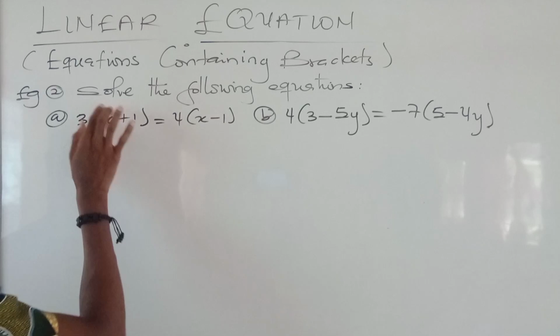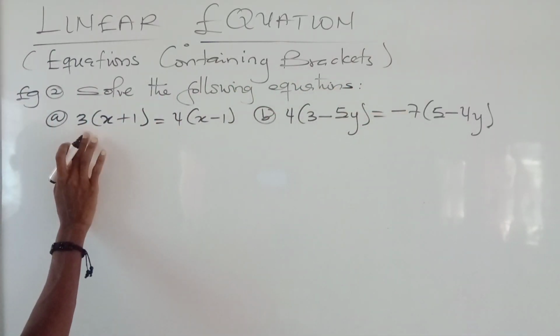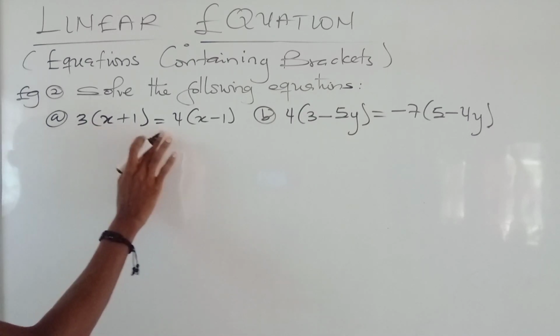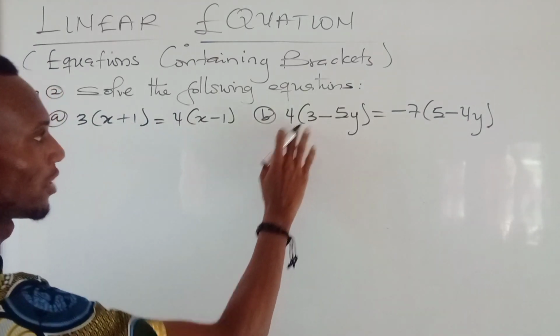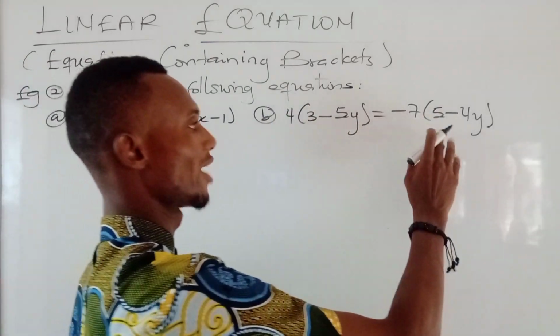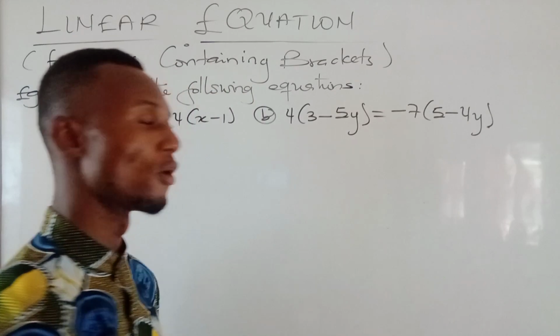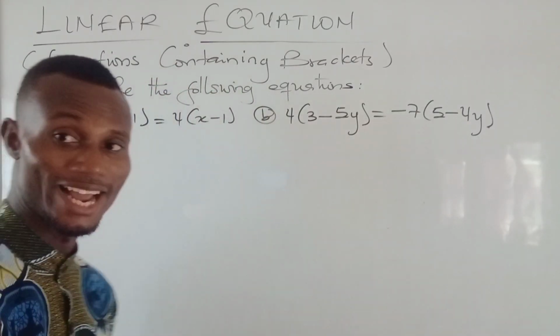Example 2 says solve the following equations. A: 3 into bracket s plus 1 equals 4 into bracket s minus 1, and B: 4 into bracket 3 minus 5y equals minus 7 into bracket 5 minus 4y. In A, we are solving for the value of s.